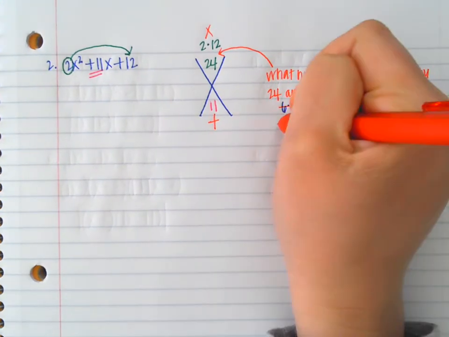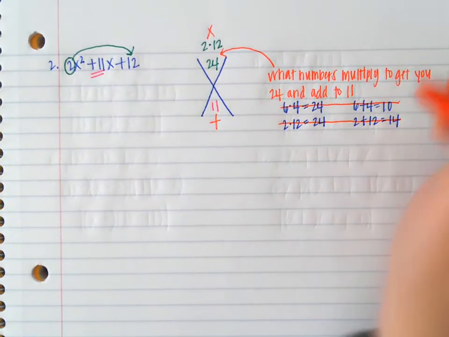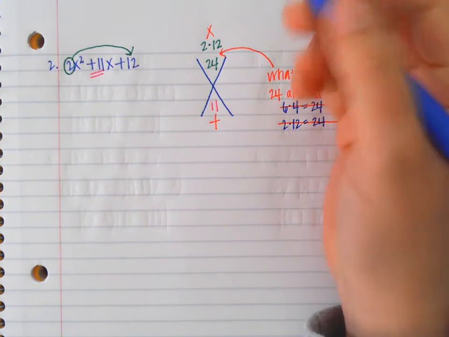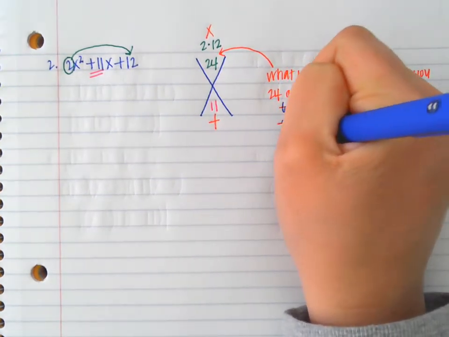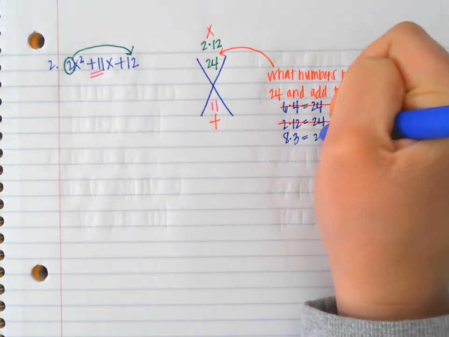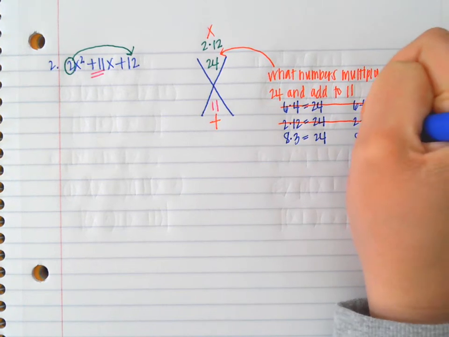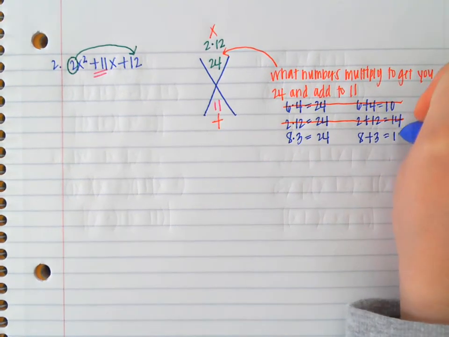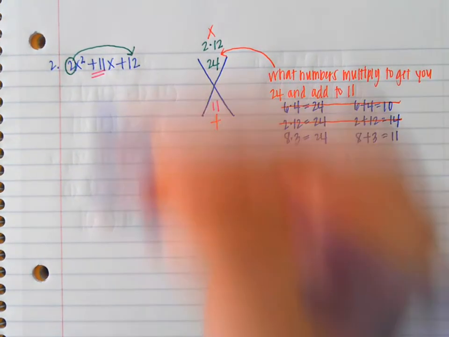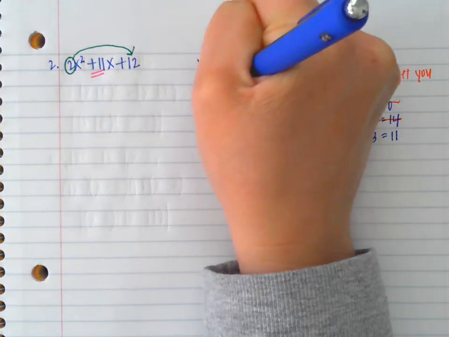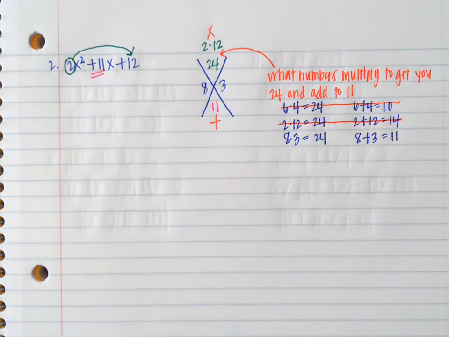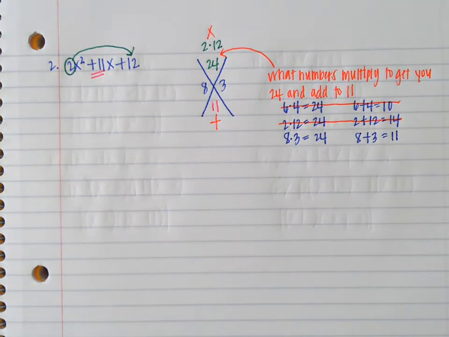So I know some of you are screaming at the screen right now, and you're like, Mr. Imperio, it's 8 times 3. Because 8 times 3 gets me 24. And then what's 8 plus 3? 11. So those are my two numbers. We could have tried 1 and 24. I think that would be all that we could have tried. But so our numbers are 8 and 3.